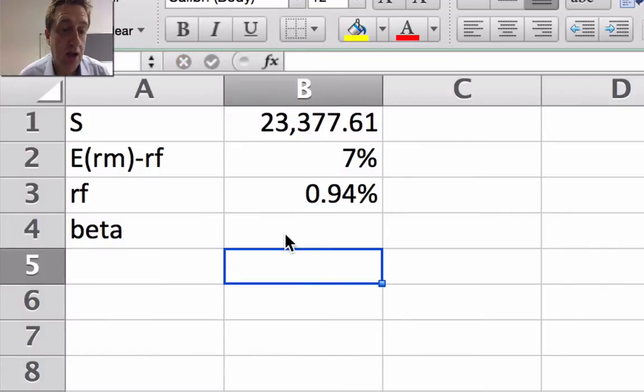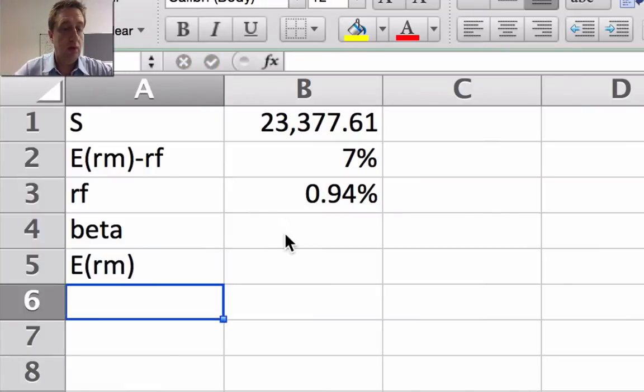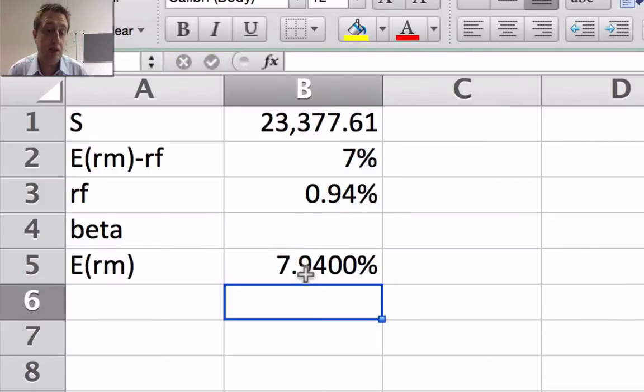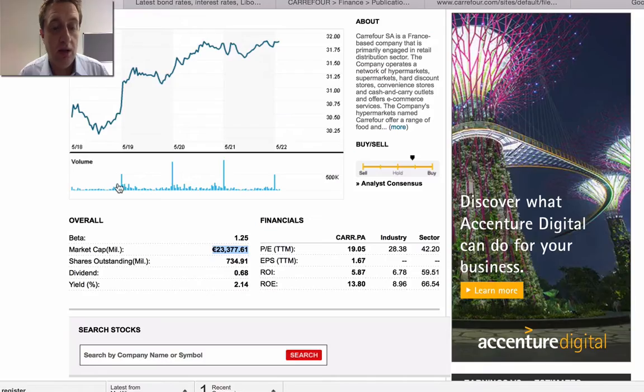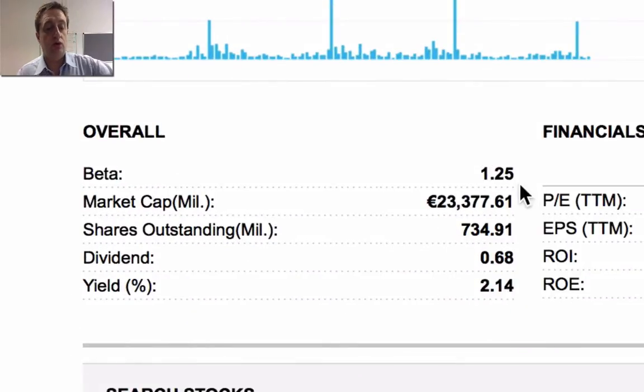That actually allows you to work out what you think the expected return in the market should be. Well, the expected return in the market is equal to 7.94%, because if the risk premium is 7%, we add on 0.94 to get the market return. Now the beta, where do we get the beta? Let's go back to Reuters, and we can find the beta of Carrefour. There's Carrefour here. The beta of Carrefour is 1.25.